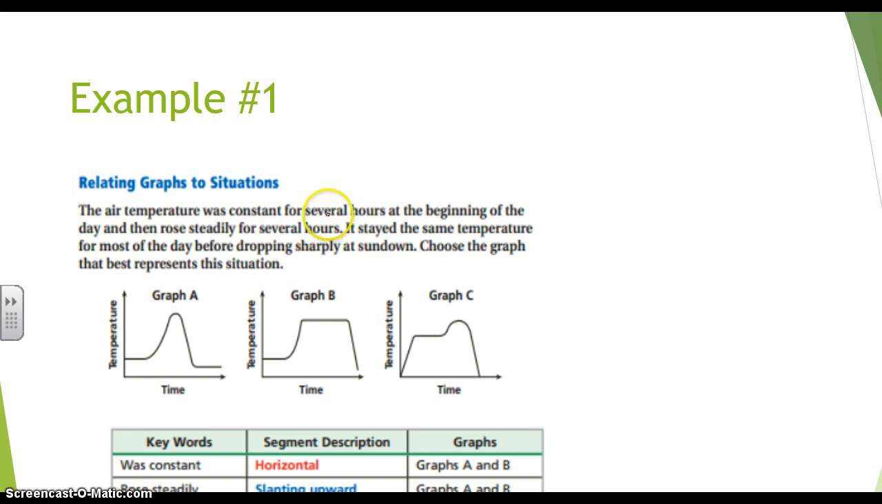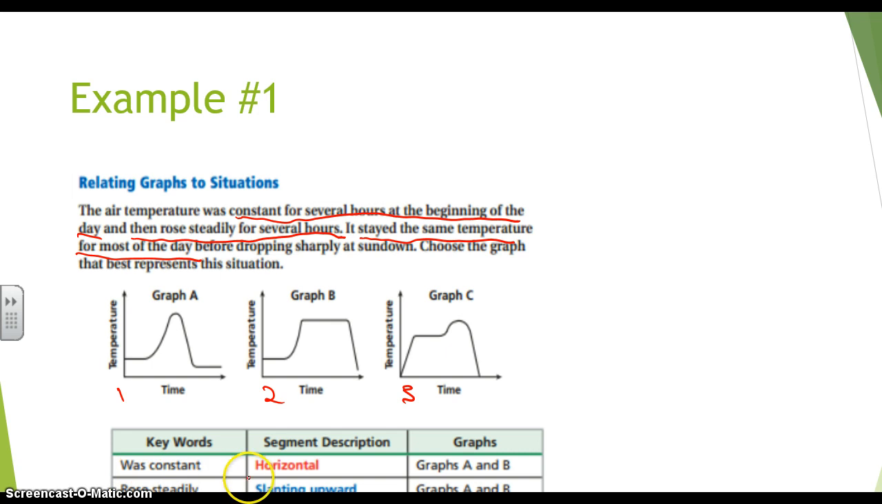So it says it was constant for several hours at the beginning of the day. Then it rose steadily for several hours and stayed the same temperature for most of the day. So we have three graphs here, 1, 2, and 3, and we have to determine which graph represents this situation the best. Now some key words to tune into.